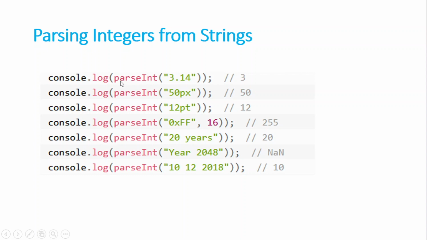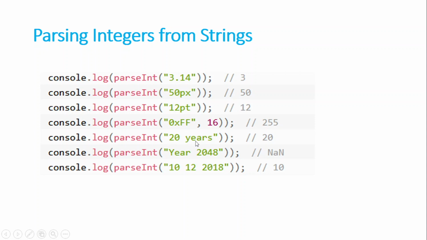You can see in this case parseInt, we have specified the string 3.14 and it is returning the integer value which is 3. In this case also, if we are parsing a 50 pixel string value, it is returning 50. Same goes for 12 pt and this one. And we can also specify that this is a hexadecimal code, so we can get the result in hexadecimal format as well. So these were the decimal format which is the default result.